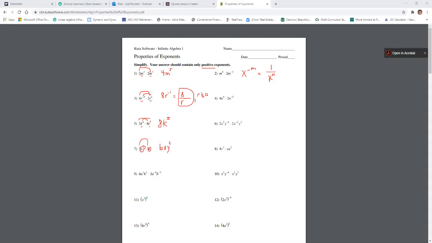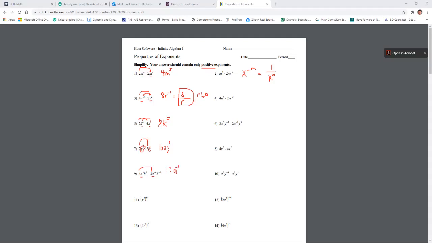And let's look at problem number 9. On problem number 9, I can multiply the 4 times 3, which gives me 12. And then I'm going to go after the A's. I have an A base. And if I add the exponents, a to the power of 3 multiplied by a to the power of -4, I will have to add those exponents together. So 3 plus -4 is -1.